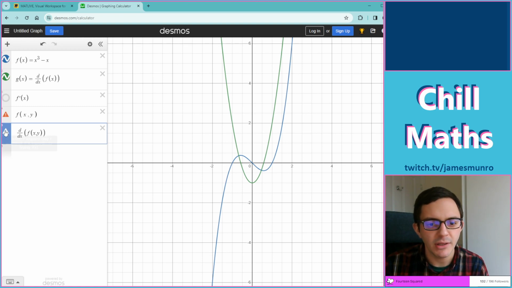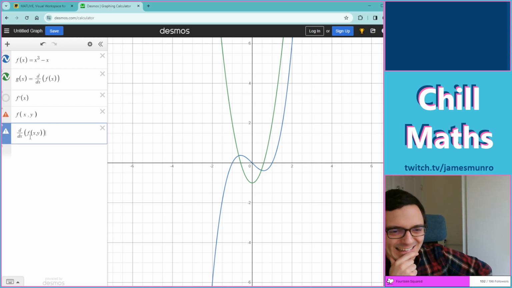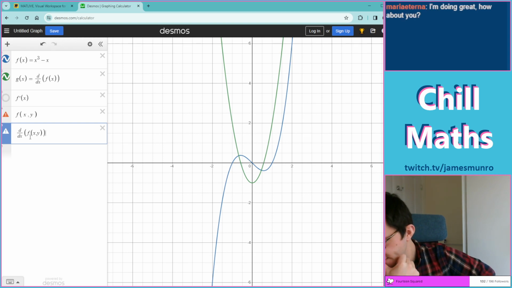Yeah, it's unhappy. Function f requires only 1 argument. That's going to be a real problem for today. Can Desmos not do functions with 2 arguments? Can I hack it? Can I hack it?